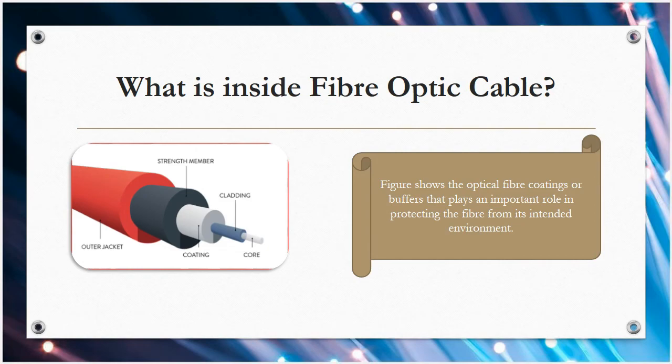Figure shows the optical fiber coatings or buffers that play an important role in protecting the fiber from its intended environment. It consists of the red layer, which is the outer jacket, the black layer, which is the strength member, the gray layer is the coating, the blue layer is the cladding, and the transparent silver is the core.